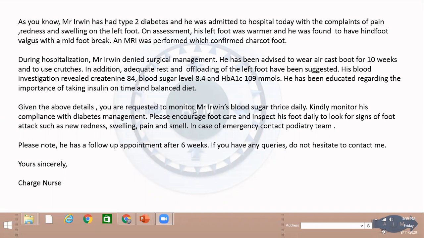Given the above details, you are requested to monitor Mr. Irwin's blood sugar thrice daily. Kindly monitor his compliance with diabetes management. Please encourage foot care and inspect his foot daily to look for signs of foot attack, such as new redness, swelling, pain, and smell. In case of emergency, contact the podiatry team. So this is completely dedicated to the recommendations which have to be followed by the reader. And we have used very simple sentences, clearly writing every point in one sentence, just to keep it simple and understandable to the reader.